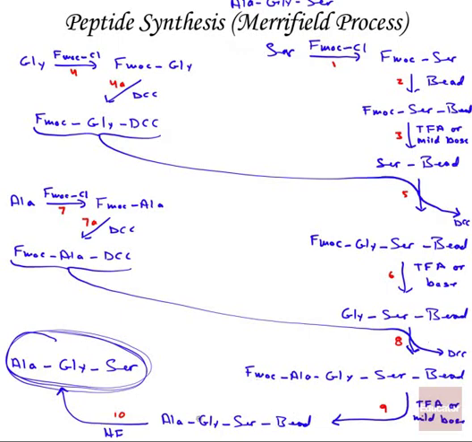I do TFA to get rid of the FMOC, and then I use hydrofluoric acid to break this thing off the bead. I'm left with my tripeptide. This is the procedure. Notice it goes in cycles. This is why anything that goes in cycles like this is perfect for automated procedures.